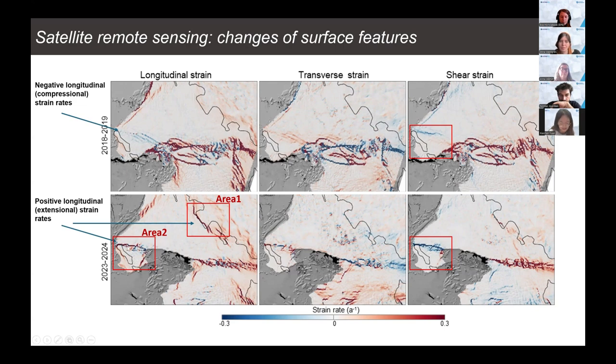But in 2024, we can see some parts of the region just show longitudinal extension, indicating the backstress effect is weakened. And this area also developed into a very narrow shear zone because of the very large velocity differences between the accelerated ice shelf and the almost stationary pinning point.